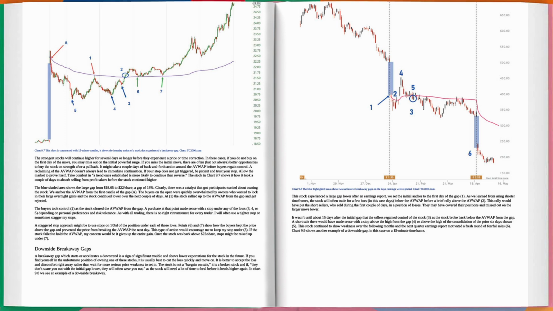If the stock failed to hold the AVWAP, my concern would be it gives up the entire gain. Once the stock was back above $22 per share, stops might be raised up under 7. Downside breakaway gaps. A breakaway gap which starts or accelerates a downtrend is a sign of significant trouble and shows lower expectations for the stock in the future.